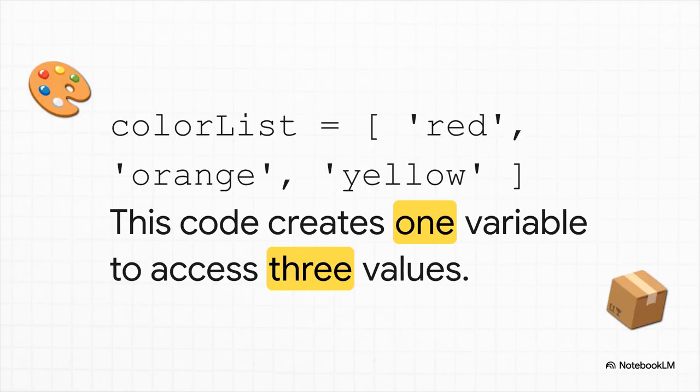And this is what it actually looks like in your code. See? Super simple. We've got one variable, color list, and it's holding 3 different text values. All that info just tucked away nice and neat under one name. This is the foundation for everything we're about to do.